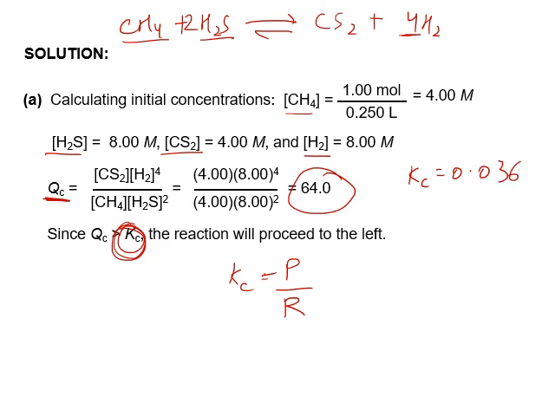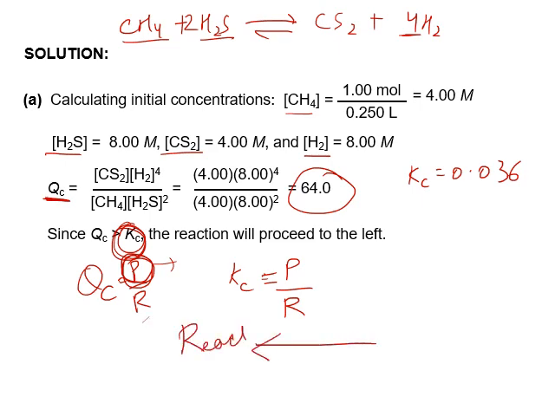So that means, because my Qc is larger, and Qc is product over reactant, I currently have a lot of product in my reaction. In order to get to my value of Kc, I need to reduce the product and increase my reactant, meaning the reaction will go towards the reactant. So that tells me which direction the reaction will go.